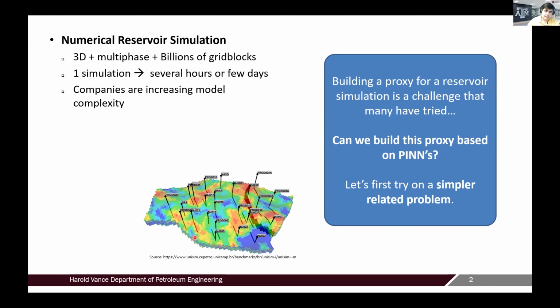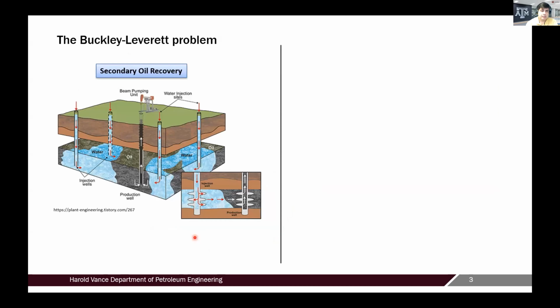As I told you, this is a very complicated model. Let's first try a simpler related problem. The problem that we are going to deal with here is called the Buckley-Leverett problem. This problem comes up from the fact that in most cases we have to inject water in the reservoir in order to be able to extract more oil.